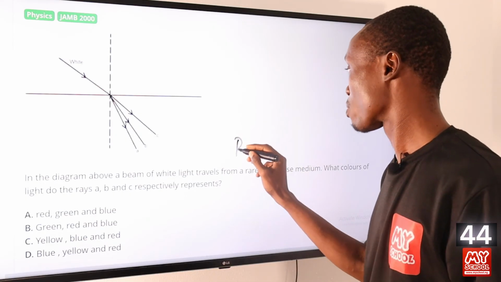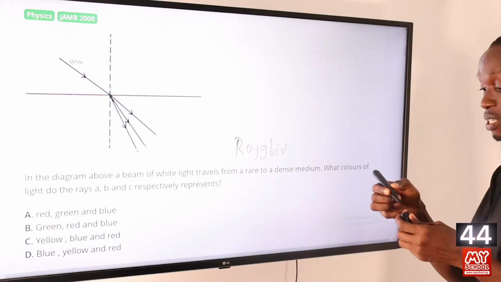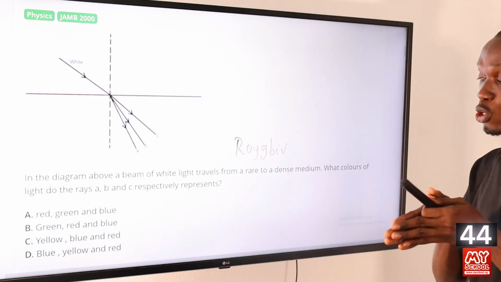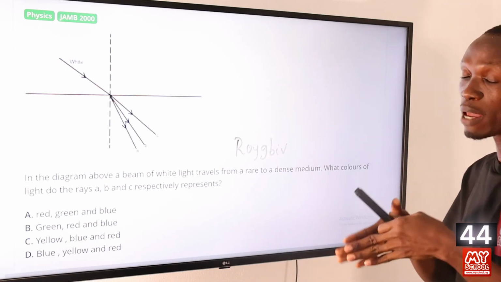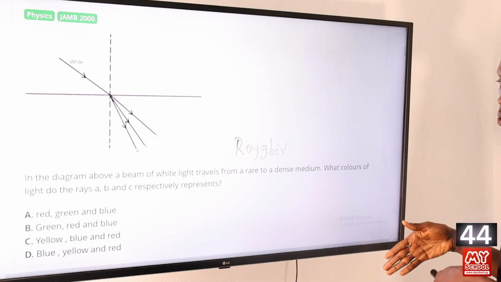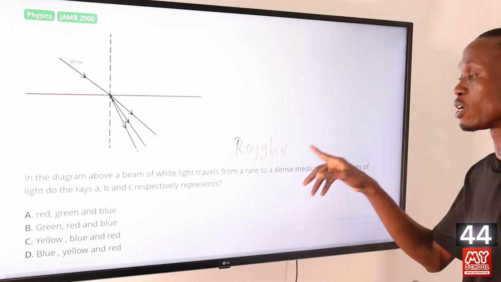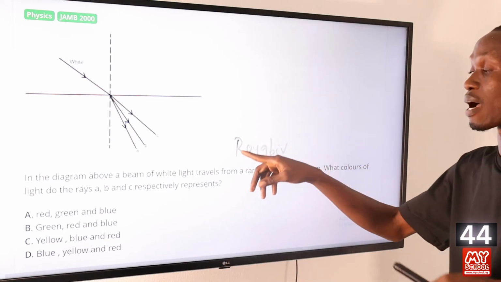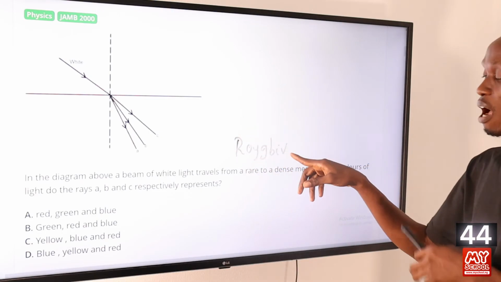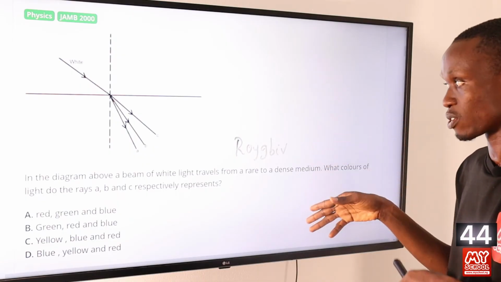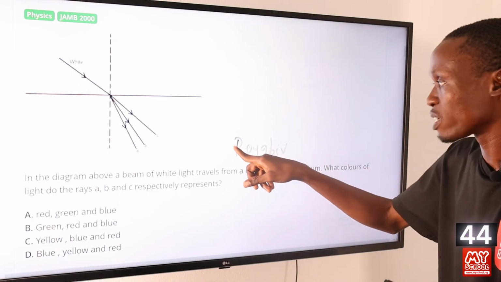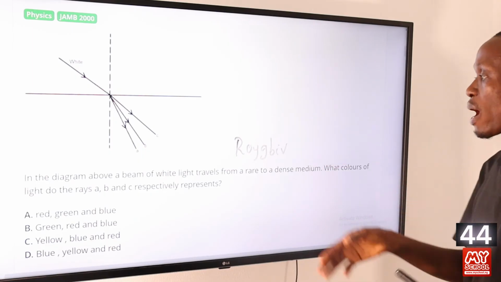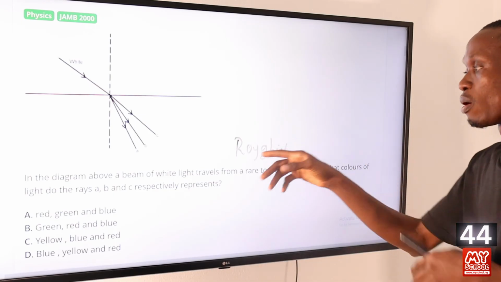Normally we have this acronym that we use to remember the colors that will be produced, which is ROGBOOF. Remember this. This is arranged according to decreasing wavelength. Those colors with shorter wavelength will bend more than those with longer wavelength. What that means is that the color red has the highest wavelength among all the colors here, and violet has the least wavelength. So red will bend less because of its long wavelength, while the other colors will bend more than red.